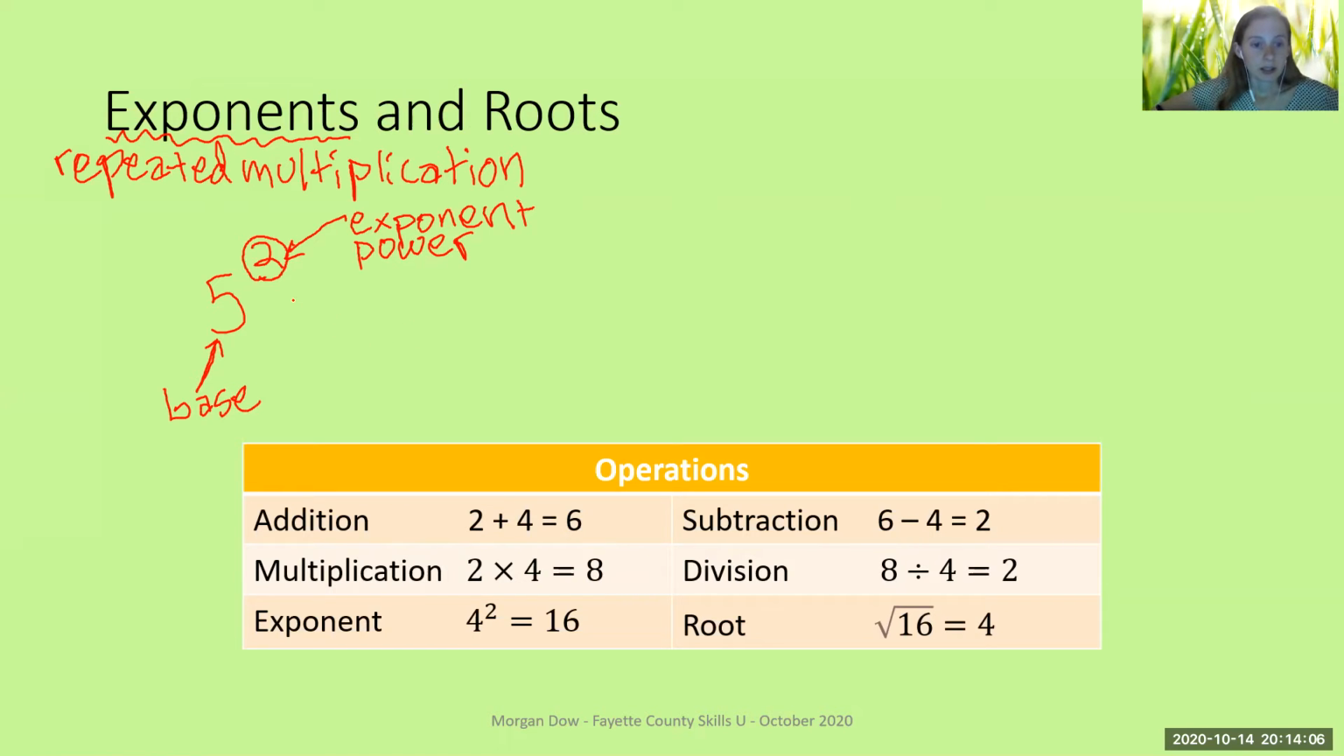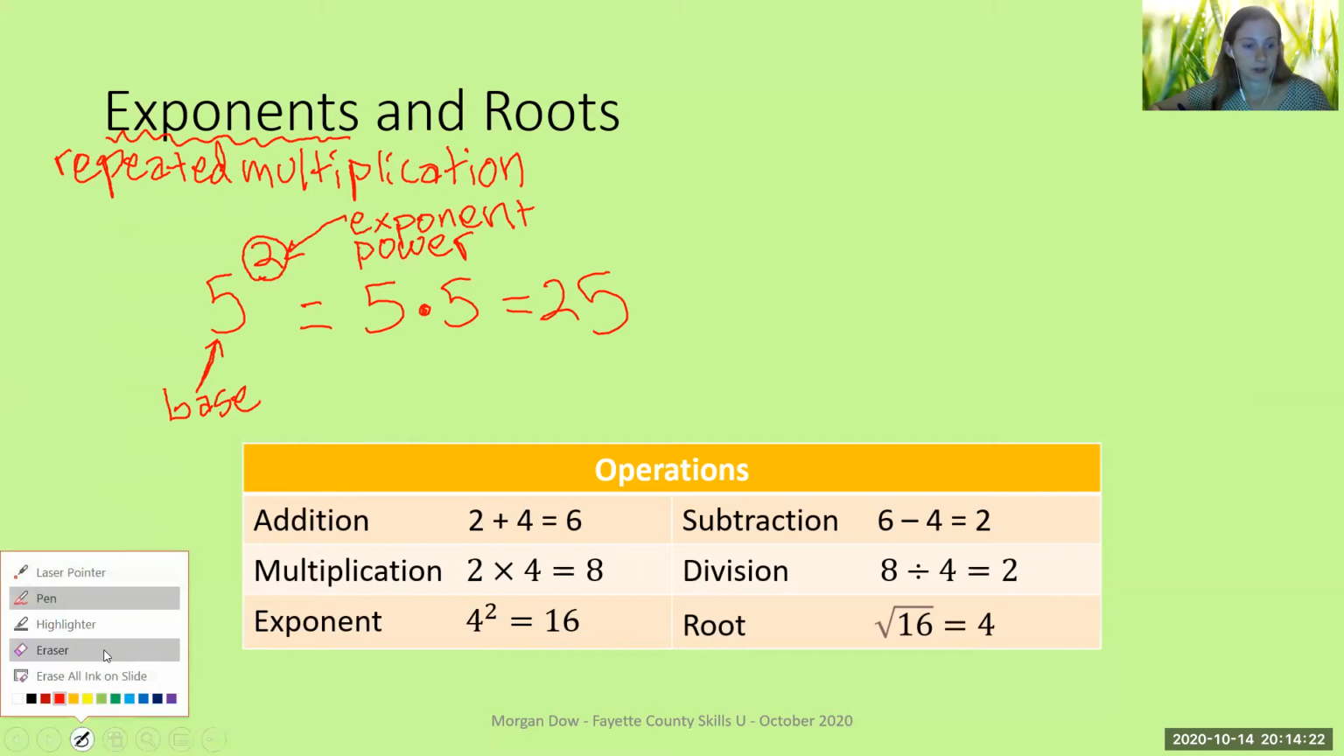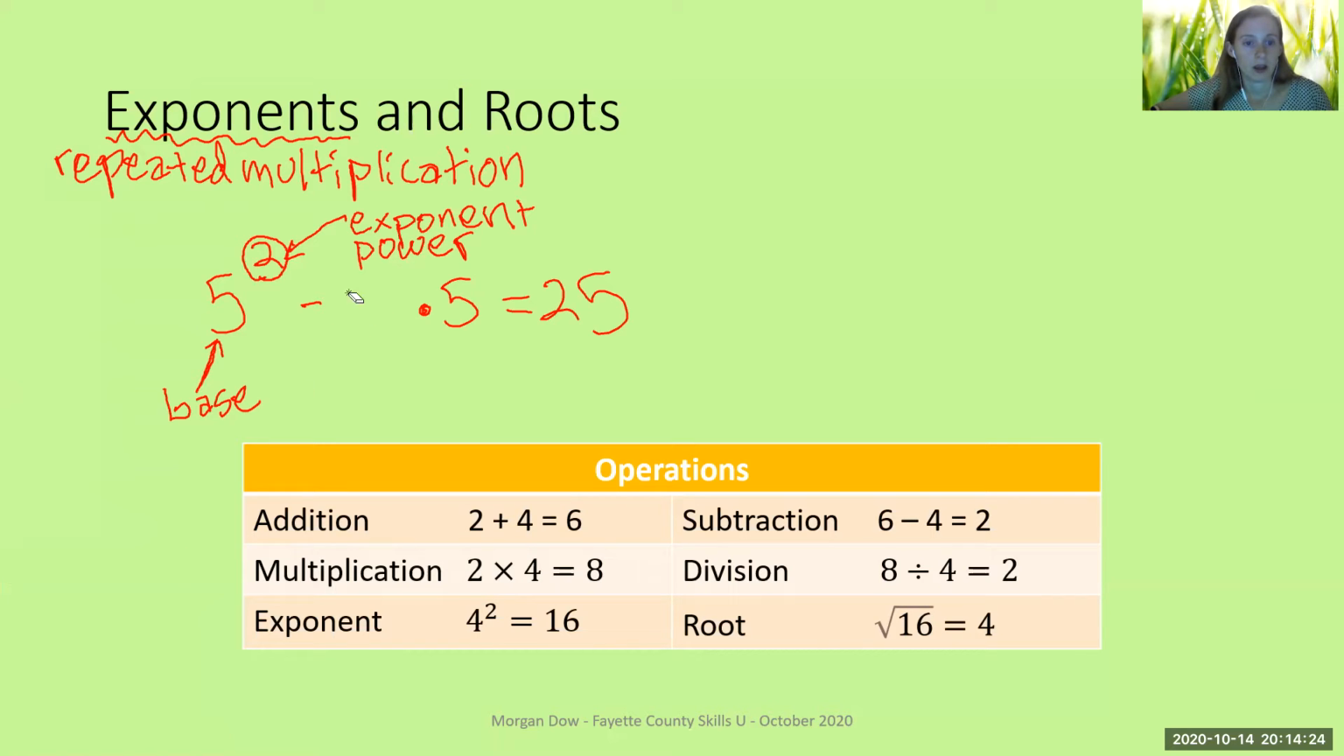So that exponent of 2 is telling us that we should take 2 5s and multiply them together. 5 times 5, which is 25. Okay, let's try another one.